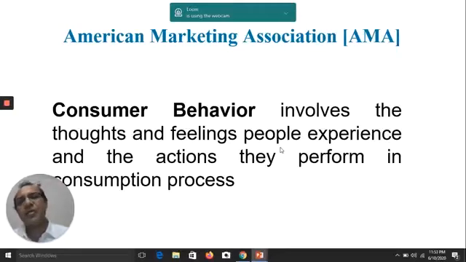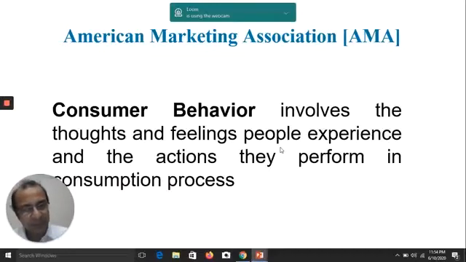Let us see how consumer behavior is defined by the American Marketing Association. As I mentioned earlier, the American Marketing Association is the biggest marketing authority, or one of the largest marketing institutions in the world. Let's see how consumer behavior is defined by it. Consumer behavior involves the thoughts and feelings, probably I was talking about a few seconds back, people experience and the actions they perform in their whole consumption process.